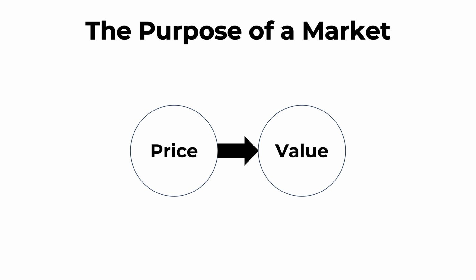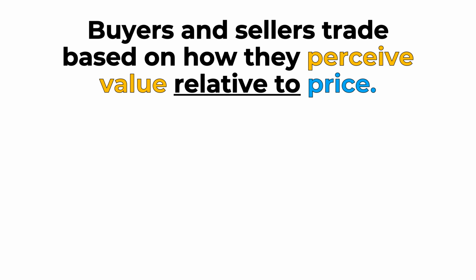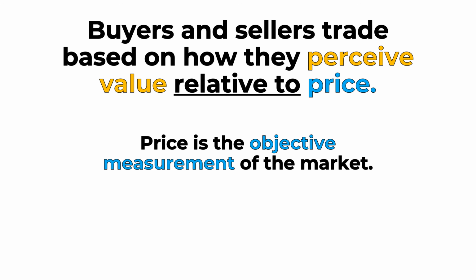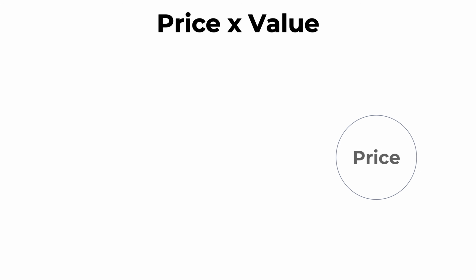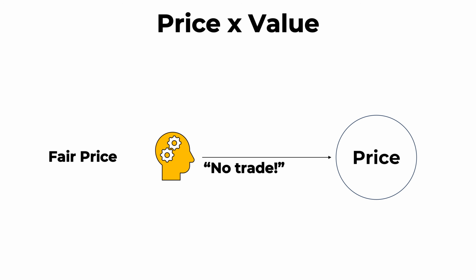Buyers and sellers trade based on how they perceive value relative to price. Price is the objective measurement of the market. It's a number. Value is the subjective measurement of the market. It's a perception. There are three possibilities. A market player can look at price and sense that it accurately reflects value. In that case, this market participant does not have any motivation to engage by buying or selling because there is no opportunity to buy low or sell high in the eyes of this market participant.